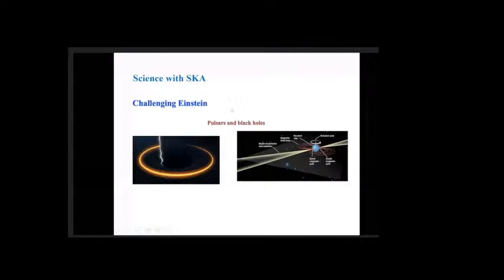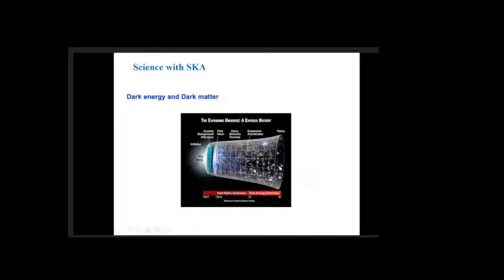It can observe pulsars in such an unprecedented manner that it can be used to actually prove or disprove Einstein's theory. Einstein's theory has been proved so far only in the weak gravitational field limit. It has not been proved in the strong gravitational field limit. So SKA will be able to prove or disprove Einstein's theory in strong gravitational fields. And it can also shed light on the dark energy and dark matter that I have talked about.